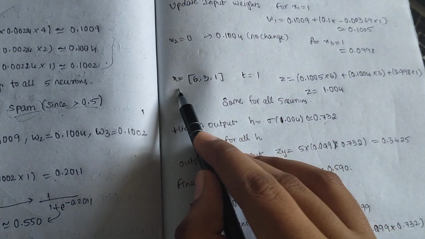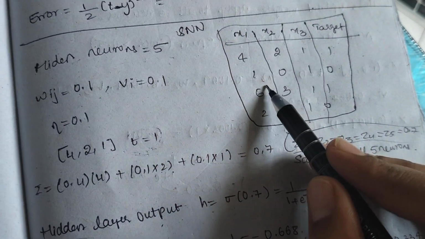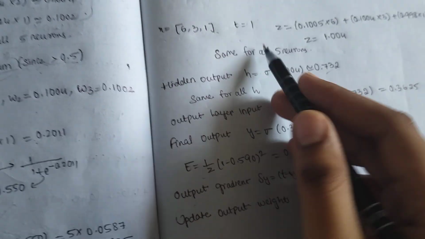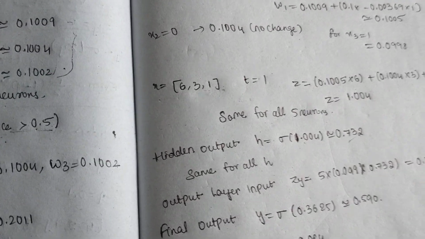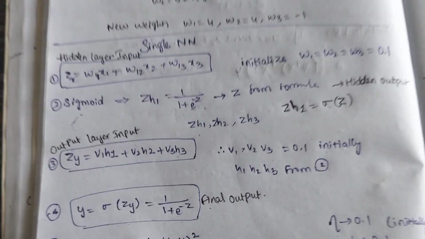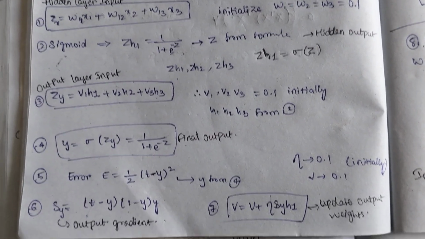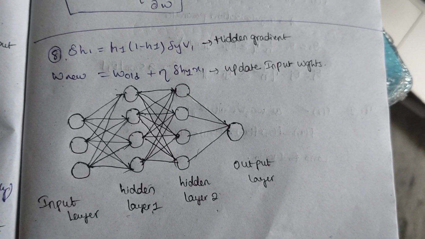Another iteration is row 3, that is 6 comma 3 comma 1. As you can see, we have 4 rows, and 6 comma 3 comma 1 is the third row. So you'll be taking the third row and doing the same things. This is about the single neural network. As you can see here, we have gone through the same steps that we have told, completely 8 steps. Single neural network. We have taken 5 hidden neurons, so we have found it.